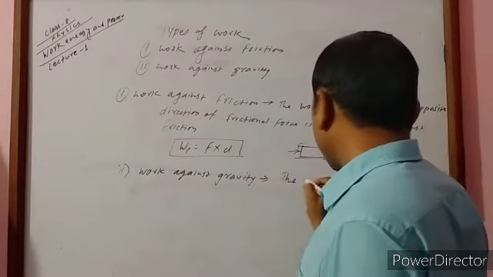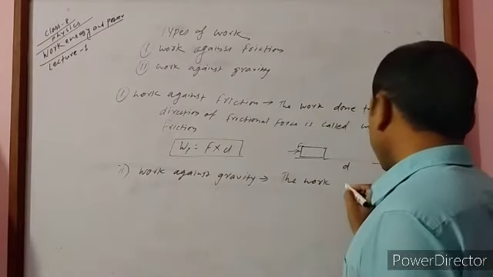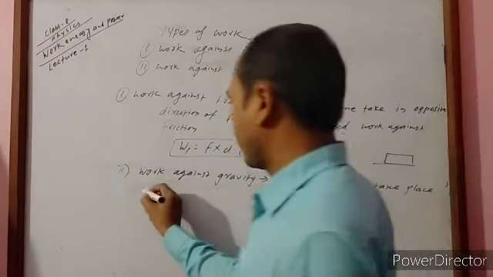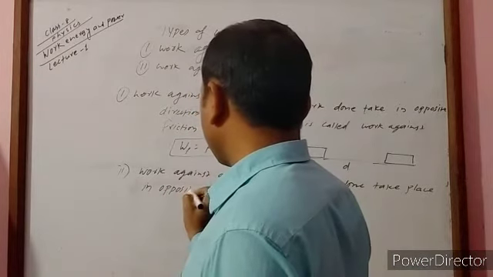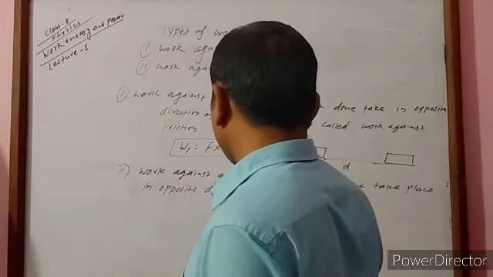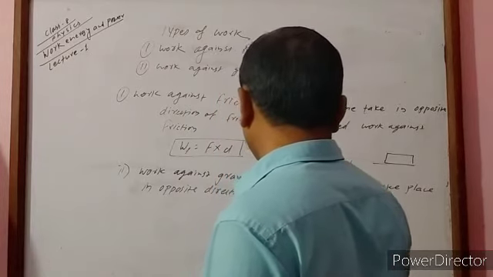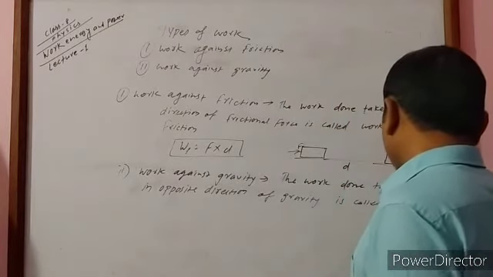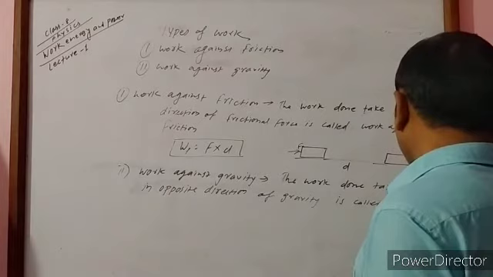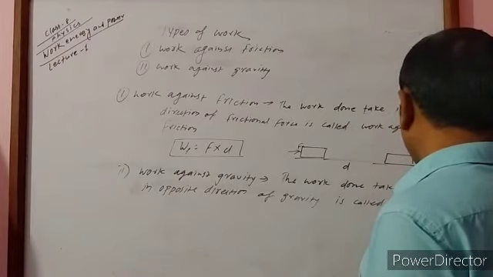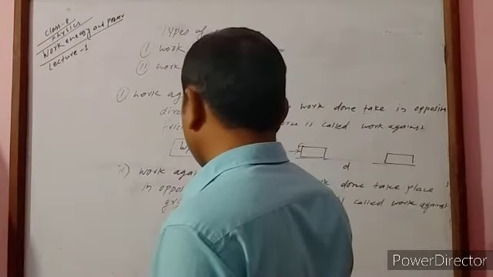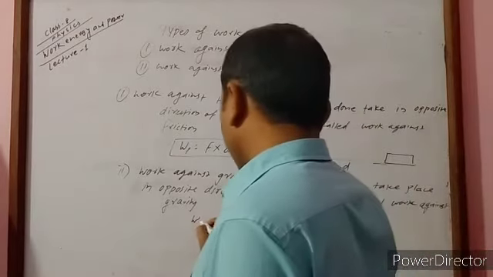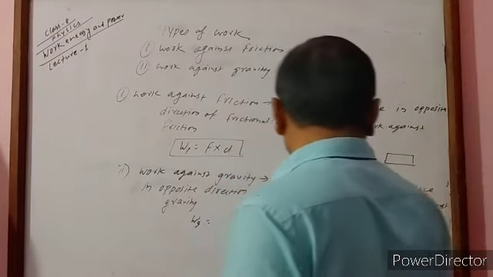It means the work done that takes place in the direction opposite to gravity is called work against gravity. And this work against gravity can be calculated by this formula.